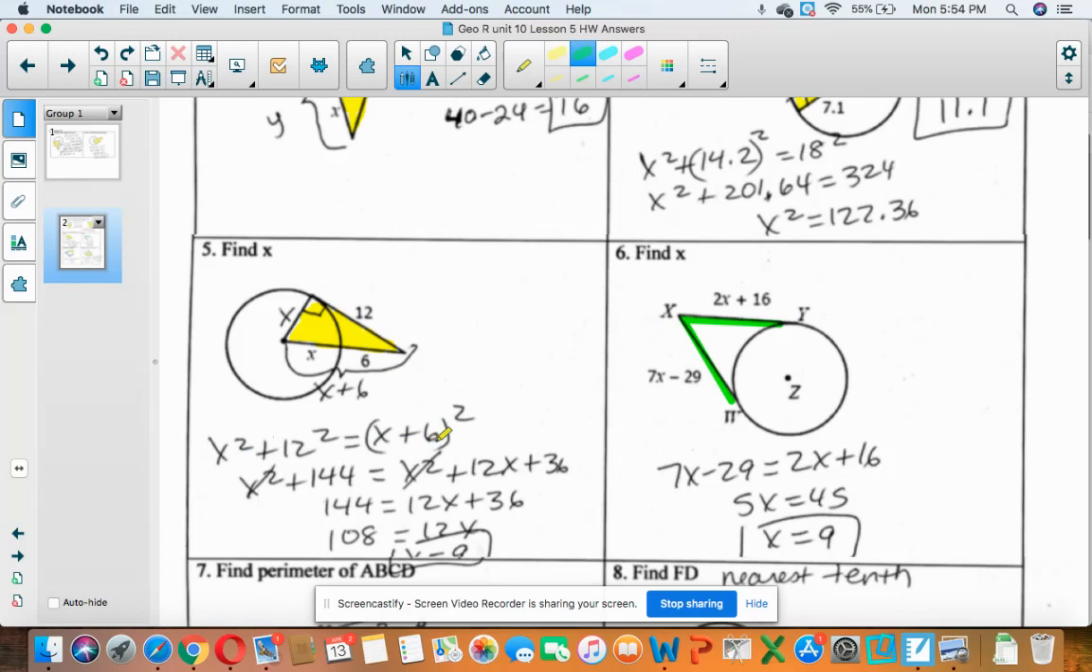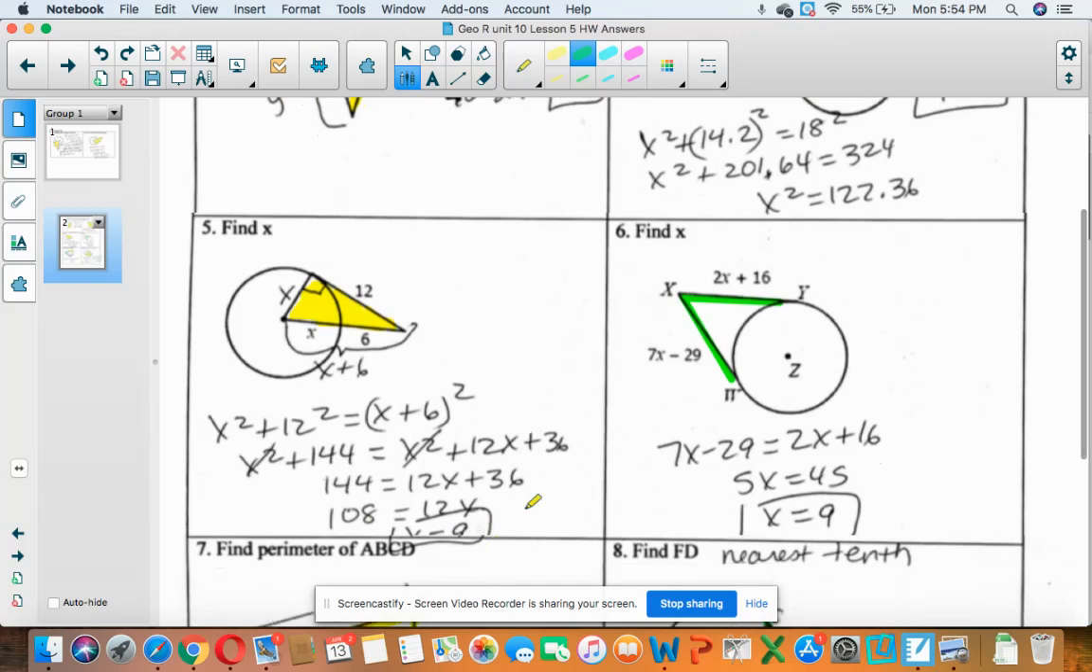This x plus 6 squared is really x plus 6 times x plus 6. That gives me x squared plus 12x plus 36 because you do need to FOIL it out. Okay, so that part's a little messy. The x squareds wind up canceling out, so it's no big deal. I subtract 36 and I get 108. I divide by 12 and that should say x equals 9. So my answer is 9.